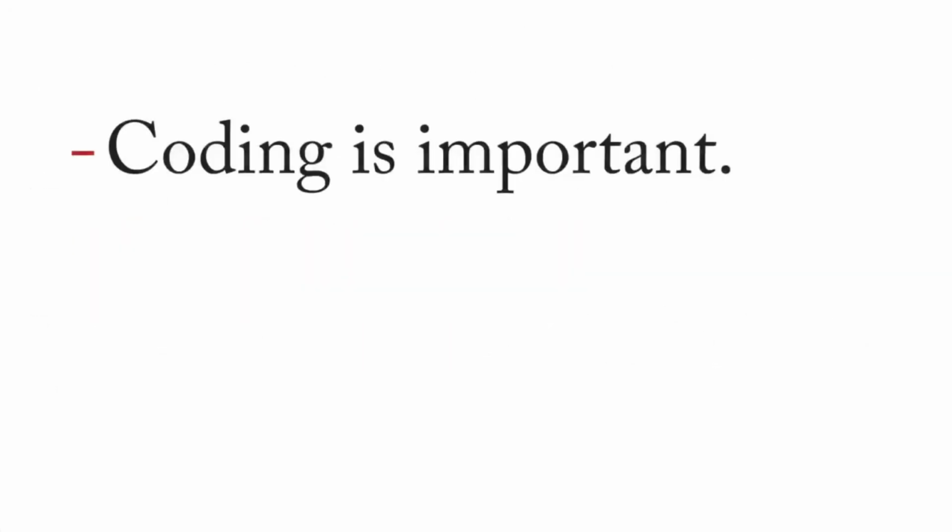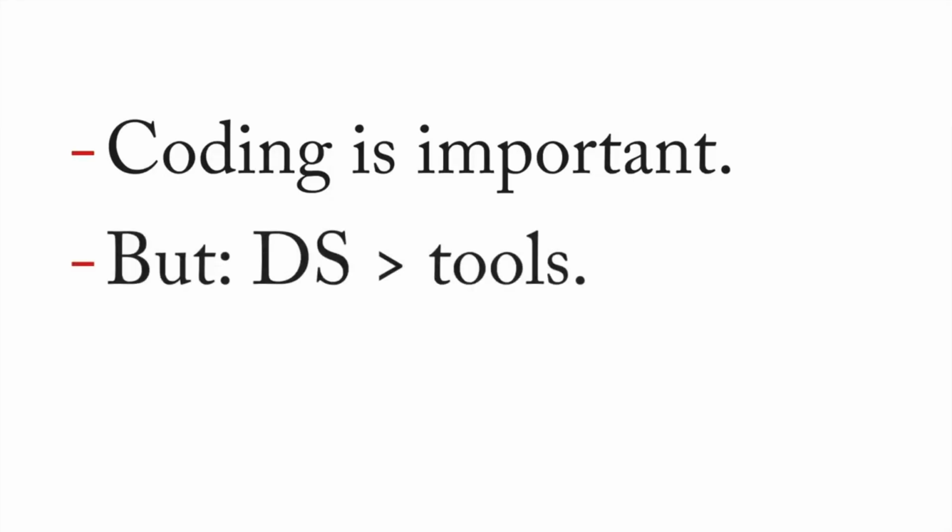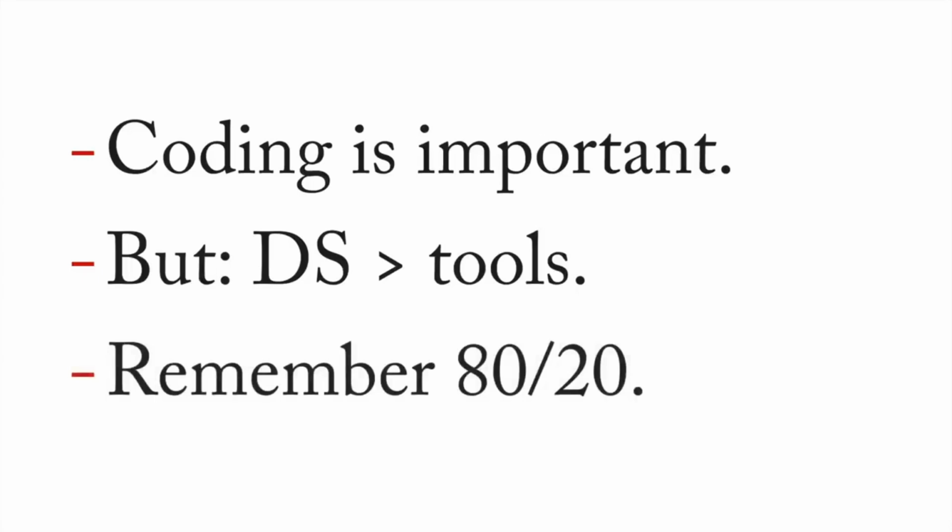Number one, coding, or simply the ability to manipulate data with programs and computers. Coding is important, but data science is much greater than the collection of tools that's used in it. And then finally, as you're trying to decide what tools to use and what you need to learn and how to work, remember the 80-20 rule. You're going to get a lot of bang from a small set of tools. So focus on the things that are going to be most useful for you in conducting your own data science projects.